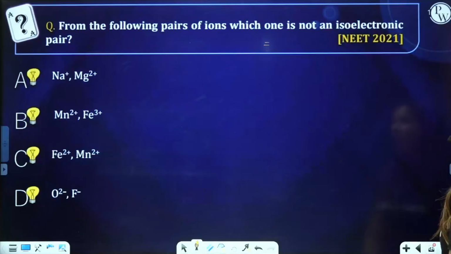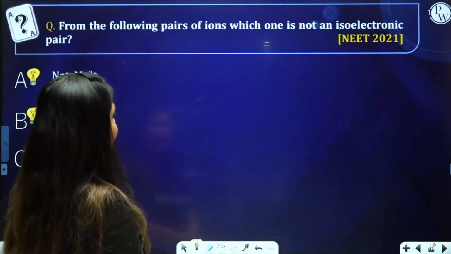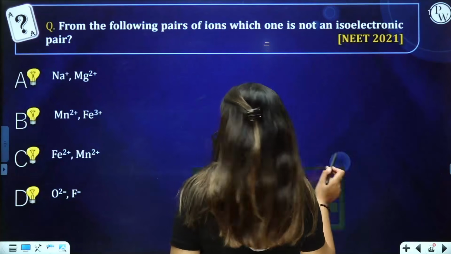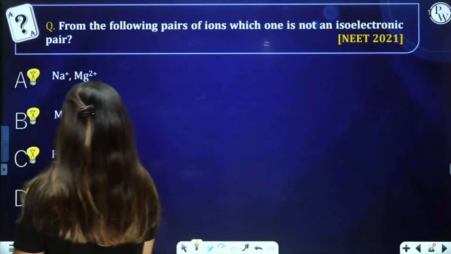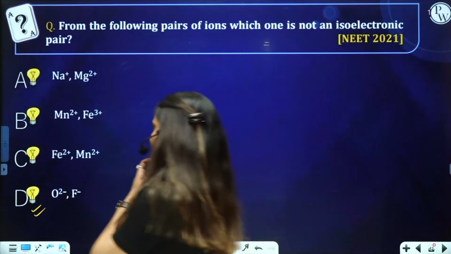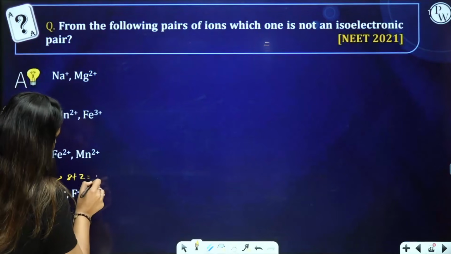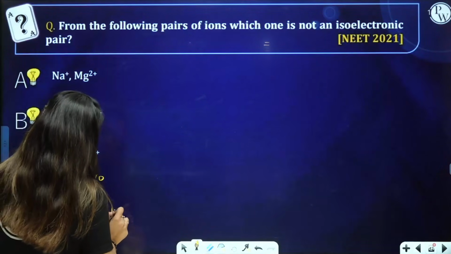Okay. From the following pair of the ions, which one is not an isoelectronic pair? No problem. You have to calculate for the isoelectronic pair the number of electrons. O2 negative, F negative is isoelectronic. You can simply calculate. How? Because oxygen is having 8 plus 2, that is equal to 10. Fluorine is having 9 plus 1 equal to 10.